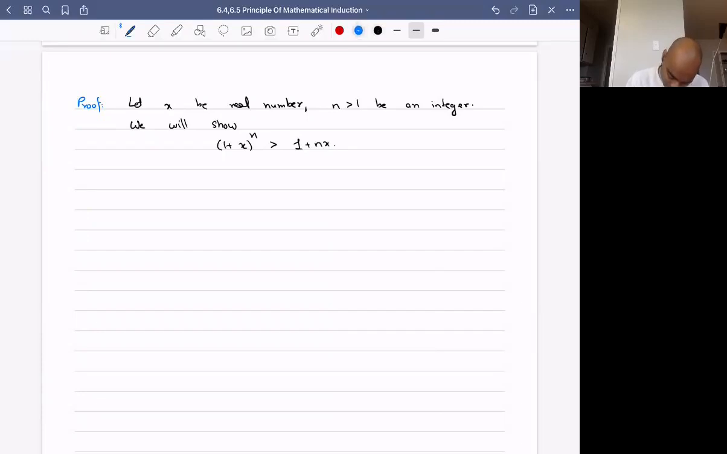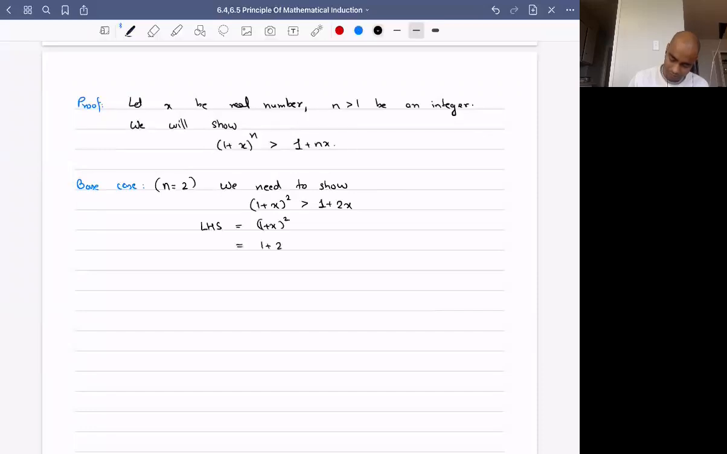So the first thing is base case. The base case here is n equals 2. And so we need to show that 1 plus x squared is greater than 1 plus 2x. Now the left hand side is 1 plus x squared, which is 1 plus 2x plus x squared, which is greater than 1 plus 2x, as x is positive. Actually, as x squared is positive, and this is the right hand side. So I've shown that the left hand side is greater than the right hand side, and this is exactly what we needed to prove. So this proves the base case.